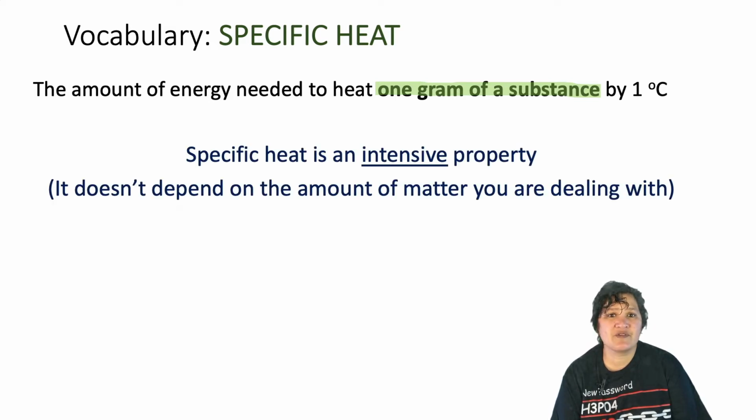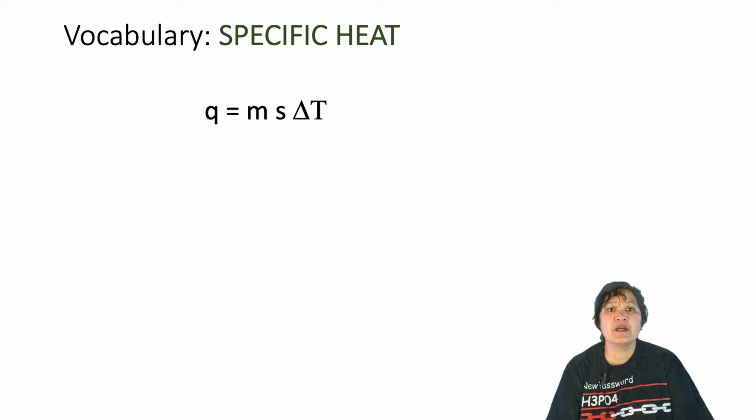In other words, specific heat is an intensive property. You can use it just as easily with 5 grams of water as you can with 5 metric tons of water. This is the equation that helps us use specific heat.